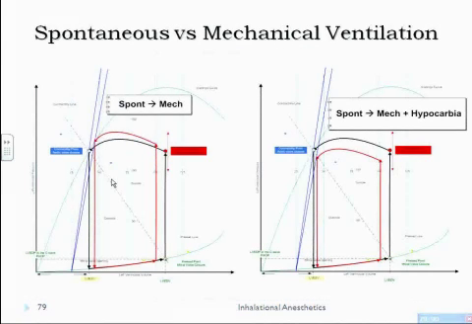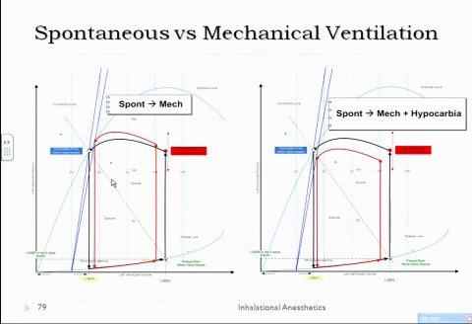Spontaneous versus mechanical ventilation. This is just an example of what happens when you put somebody under spontaneous breathing. It's black lines. If you put them under mechanical ventilation, you see a mild increase in SVR, slight decrease in contractility, and decrease in overall preload is the most significant factor. So this is a reduction in preload, an increase in SVR, and a decrease in cardiac output. Okay, so that's what you tend to see when you mechanically ventilate somebody.